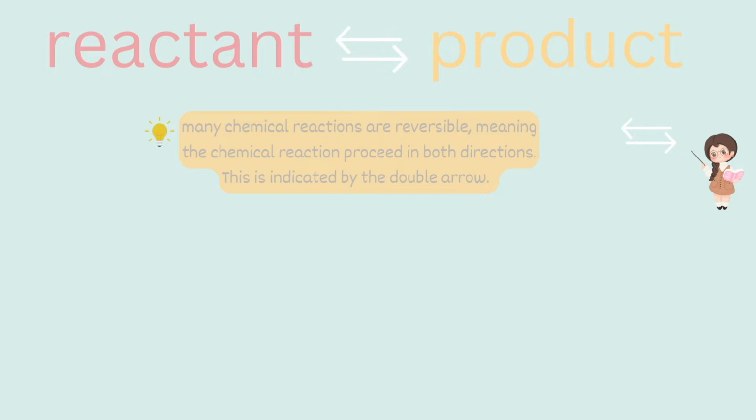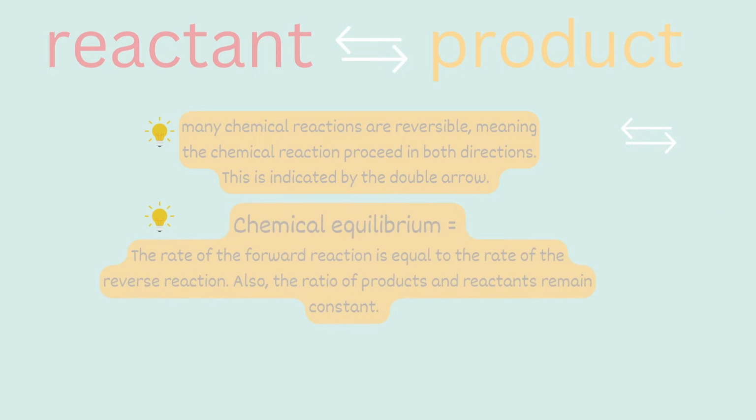called your reverse reaction. In a chemical equilibrium, the rate of the forward reaction is equal to the rate of the reverse reaction. Also, the ratio of products and reactants is constant, meaning the amount of reactant and product does not change, it stays the same.